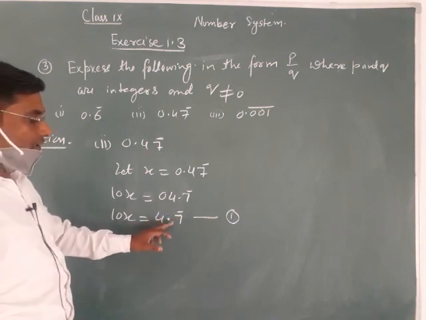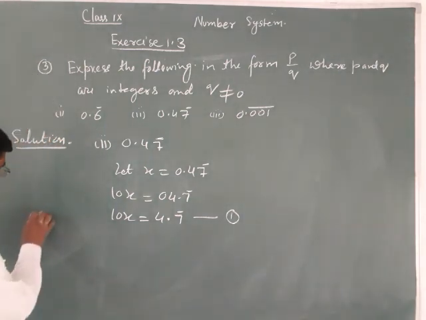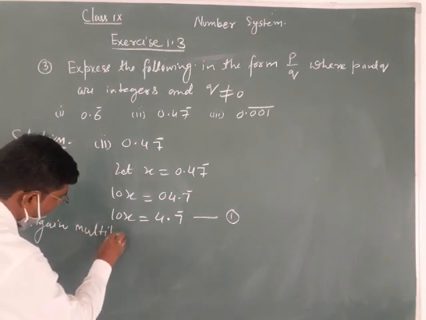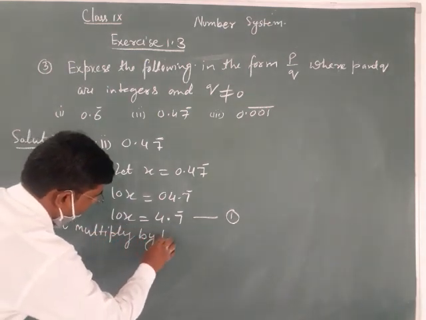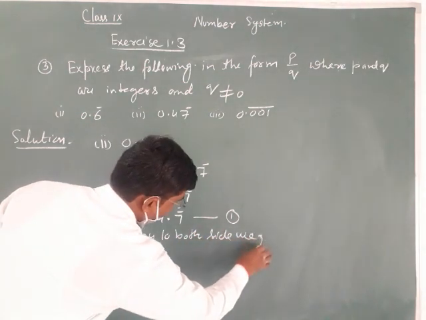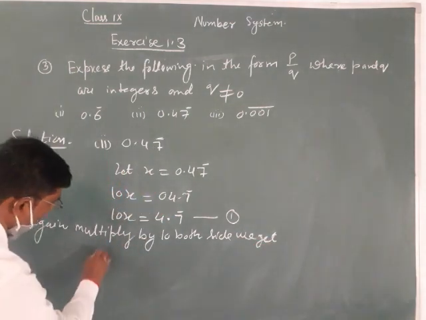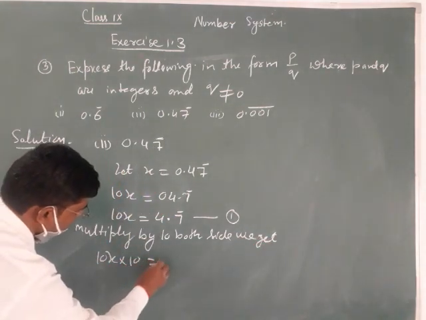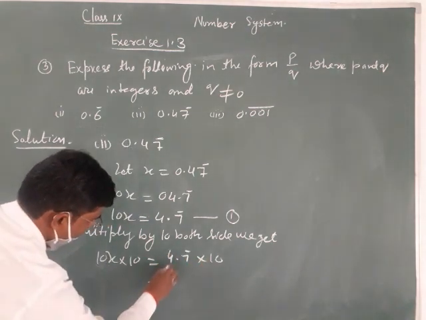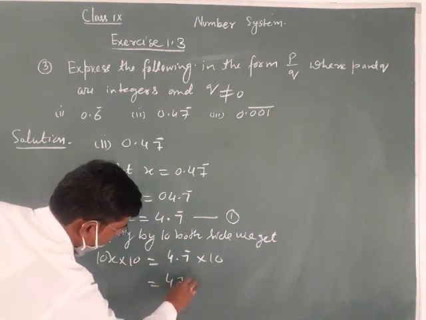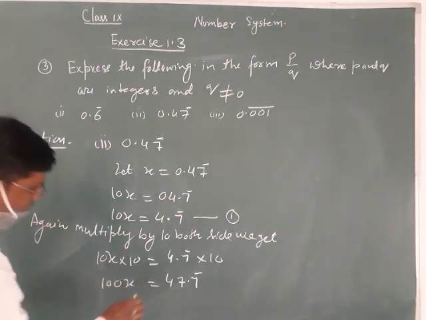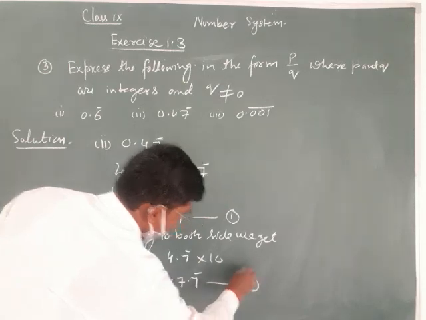So now again multiply by 10 on both sides, we get 10x into 10 is equal to 4.7 bar into 10. So now this is 47.7 bar and 100x. So this is taking as the second equation.